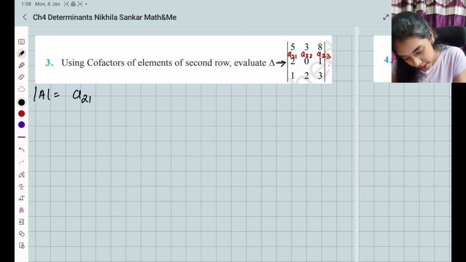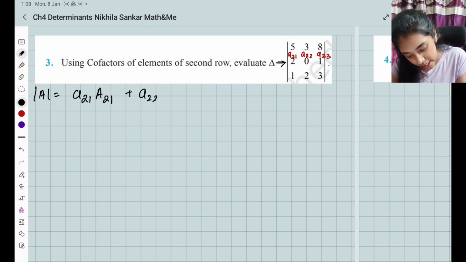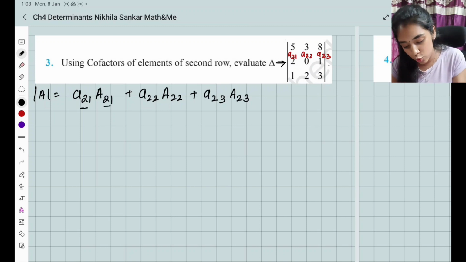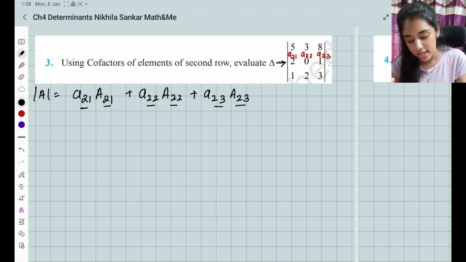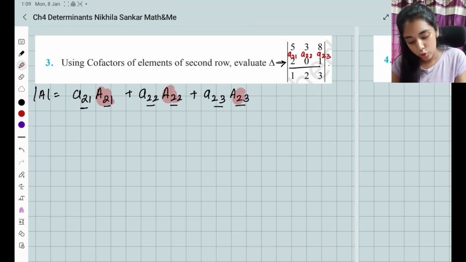It is going to be the element times the same cofactor இல்லையா, a21 times capital A21 plus a22 capital A22 plus a23 capital A23. So இந்த மாதிரியும் நம்ம determinant கண்டுபிடிக்கலாம். Okay, it has to be இங்க 21 னா இங்கேயும் 21, 22 னா 22, 23 னா 23. They are asking for second row. Second row na it is going to be this particular row. So first let me find out a21, a22 and a23.